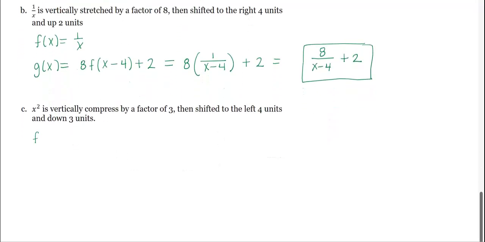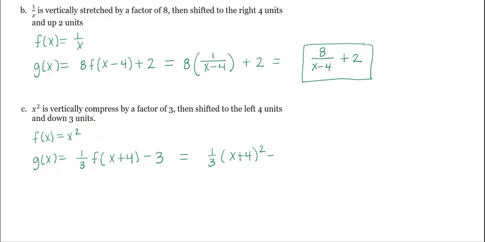For example C, we're starting with x squared as our base graph. And for our new function, we want to compress by a factor of 3. That means we want to compress vertically. So vertical changes happen outside of the function. So I'm going to multiply by a 1/3. Then we're going to shift to the left by 4 units. That'll be x plus 4, and then down 3 units, -3. Let's see, I've got a 1/3, I'll have x plus 4, and then squared, -3.